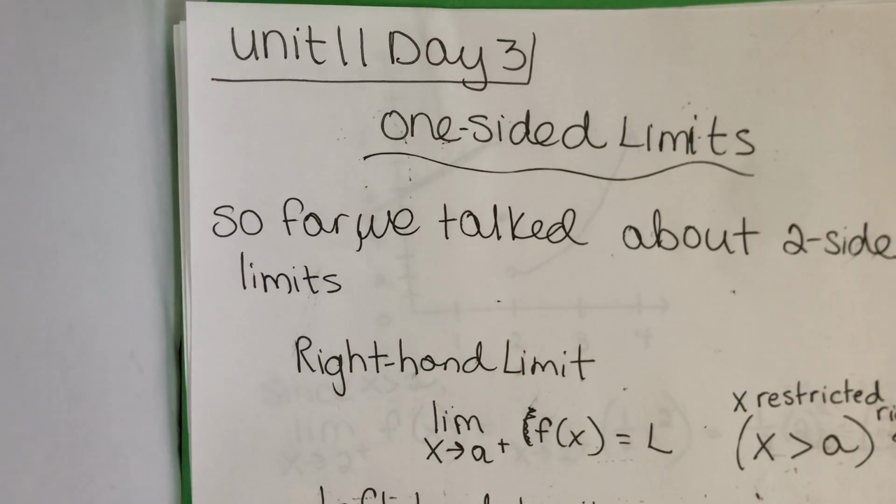Hi, today we're going to be talking about one-sided limits. Up until now, we've been talking about two-sided limits. We look at the limit as we approach a number, and we look at that number from the right and left sides. Well, one-sided limits are just that. We're only going to look from the right side or from the left side.